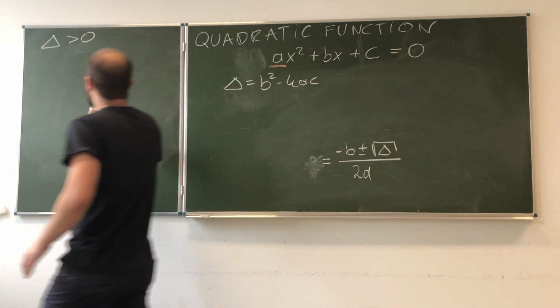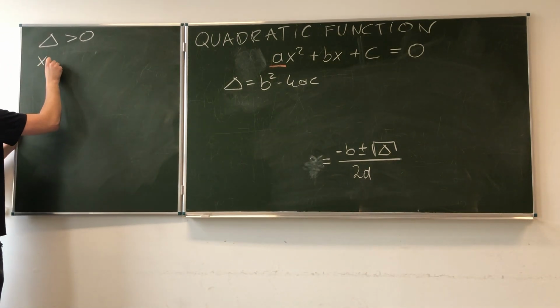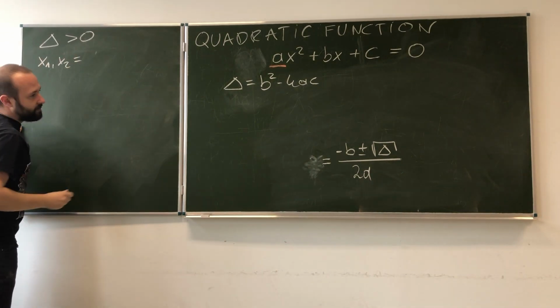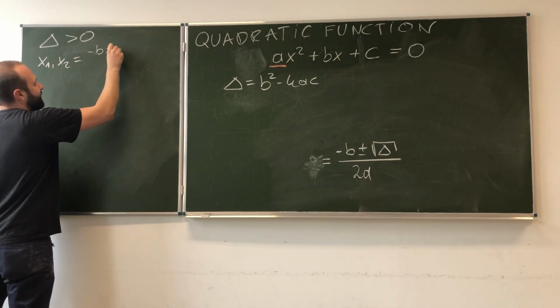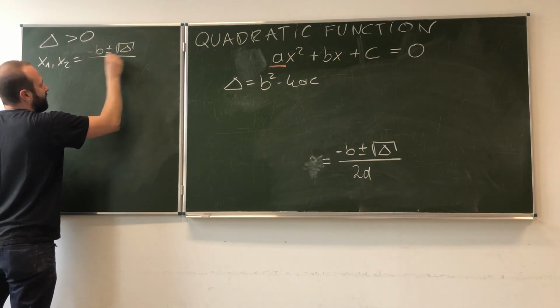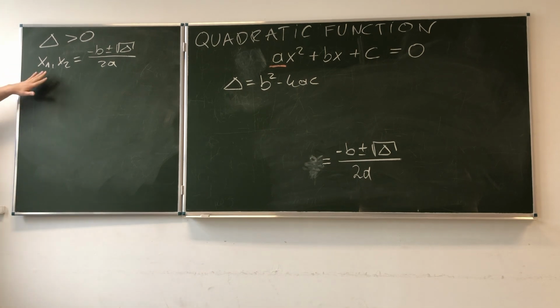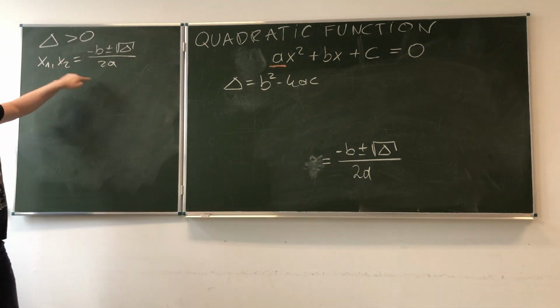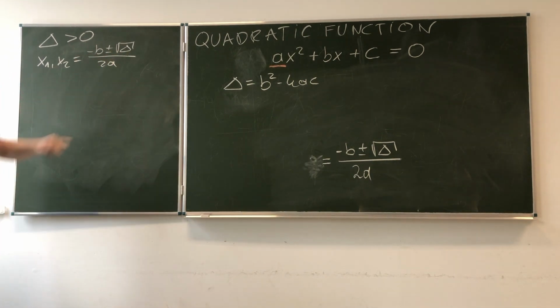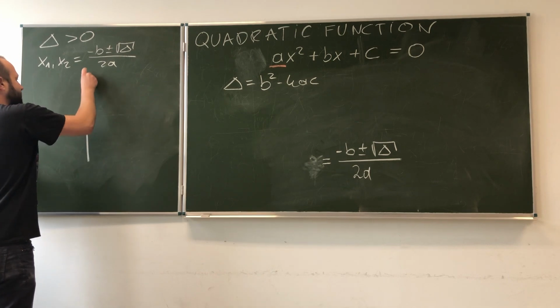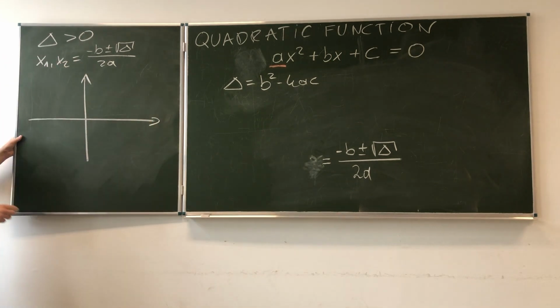So, let me rewrite this a little bit. So we will have x1 and x2, and they are equal to negative b plus minus square root of delta over 2a. And look, there is again some symmetry implied even in this formula. Because look, here, if delta is positive, we will have two different numbers. Okay, let me show you this with an example.